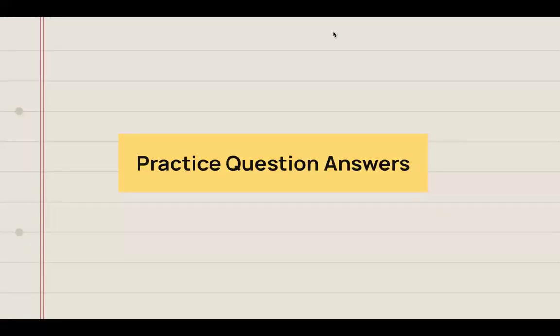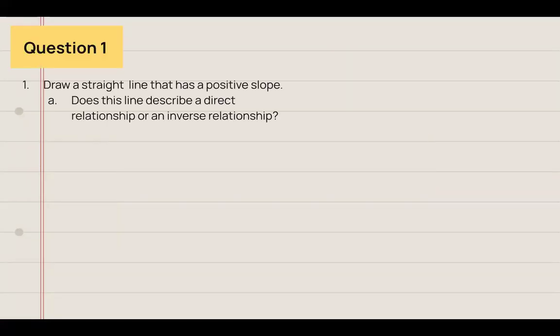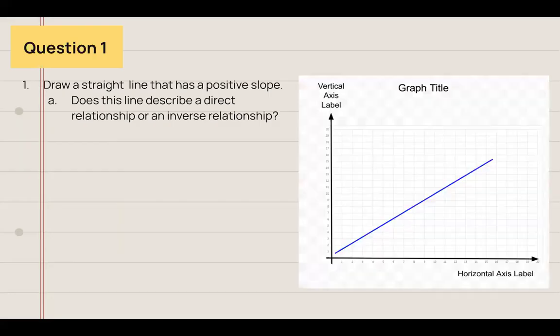All right, let's go through our practice questions. So the first question asks you to draw a straight line that has a positive slope. So on this graph here, we have a straight line with a positive slope. It's going up to the right. And then we ask, does this line describe a direct relationship or an inverse relationship?